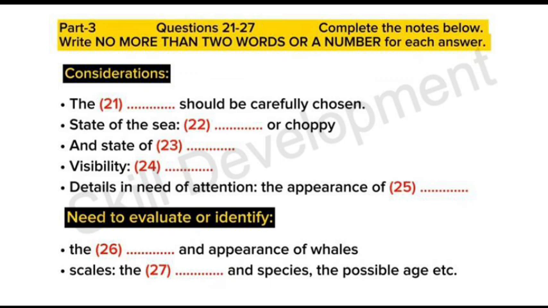OK, then what about scales? Oh, for each sighting, the number of animals should be counted. The group size, I mean. Also, we need to identify the species, possible age, and sex of the individuals.